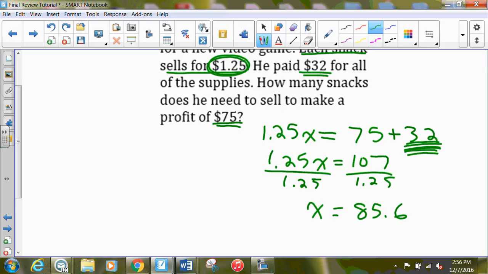No, he's got to sell a whole snack. And since he clearly has to sell over 85, that means we're going to round to 86 snacks.